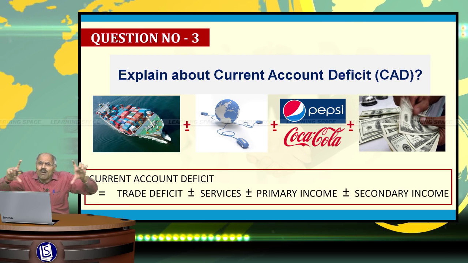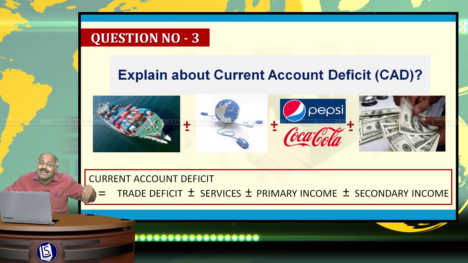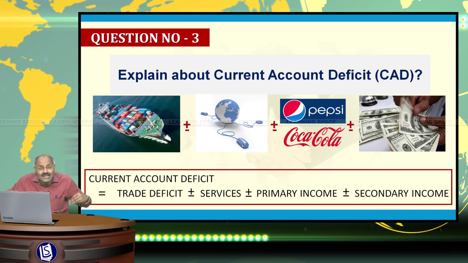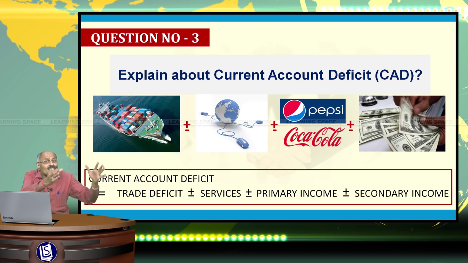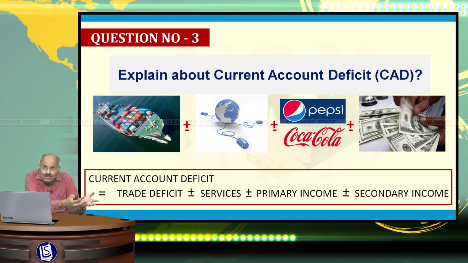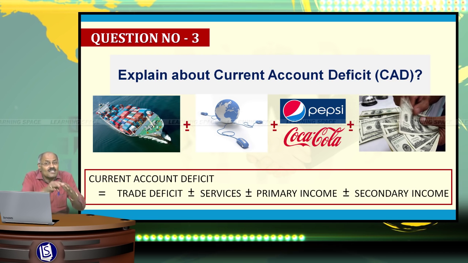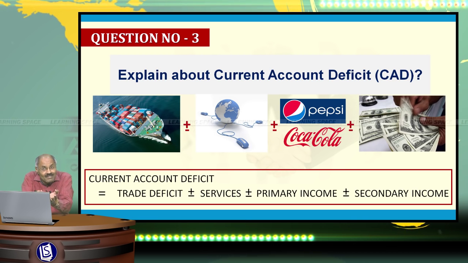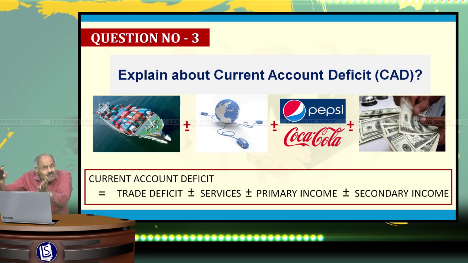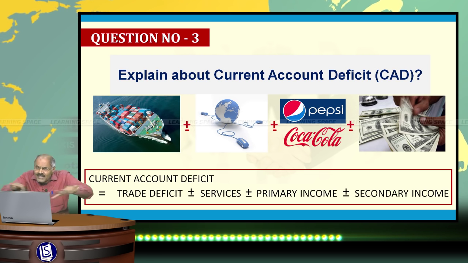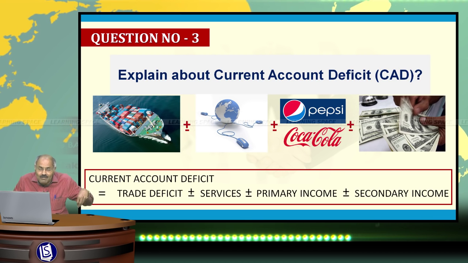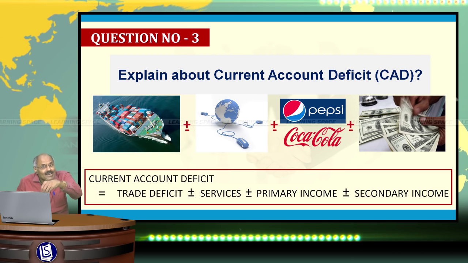So if you add all these things together, that makes the current account, and for us it is around $40 to $50 billion minus. Trade deficit is around $150 billion, I have told you, minus 150. Software is around plus 60 for our country. Third one is around minus 20. Fourth one is around plus 70. So total it makes around minus $40 billion or so. That is current account deficit.